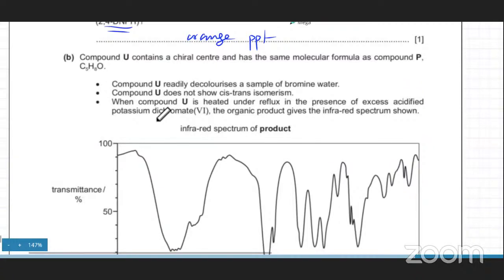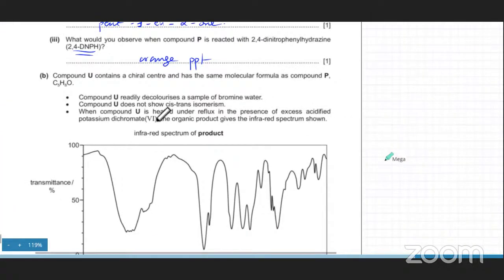He's saying the compound U contains a chiral center and has the same molecular formula as compound P, which is C5H8O. So you're dealing with a compound which is C5H8O. Now you have to solve this question like a puzzle. He's saying it contains a chiral center, so there is one carbon in the molecule that is chiral, which means it would be bonded to four different groups and it would form two non-superimposable mirror images.